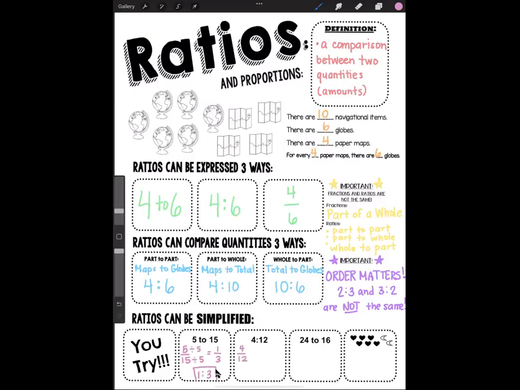Okay, so 4 to 12. Again, I write it like a fraction. It's not a fraction, but you can write it like a fraction. See what you can divide by. They're both even, so I could divide by 2, but I can also divide by 4. So I'm going to go ahead and do that.